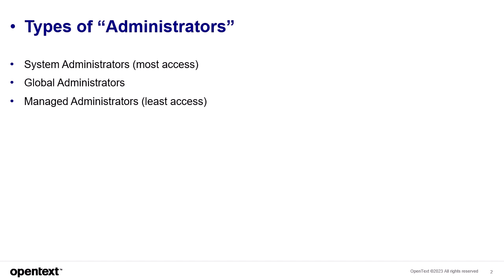There are three types of administrators in SBM. The system administrator is what most people think of when they hear the word administrator. They have full access and can make any changes to any application in SBM. Managed administrators, on the other hand, are granted access to only specific applications. These administrators can typically add projects, create notifications, or assign roles for a specific application and not for other applications.